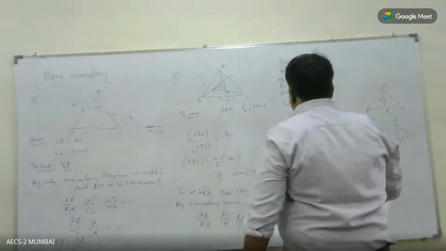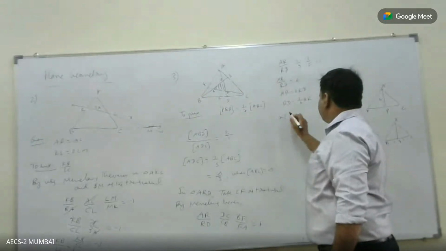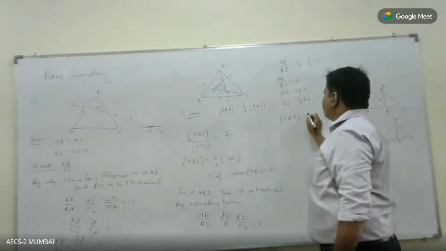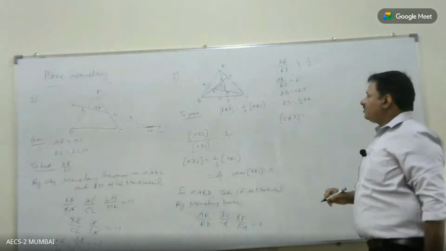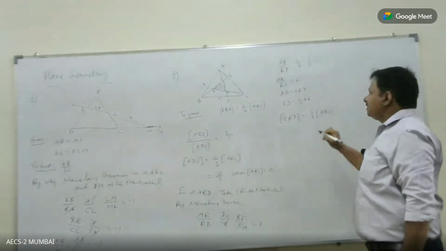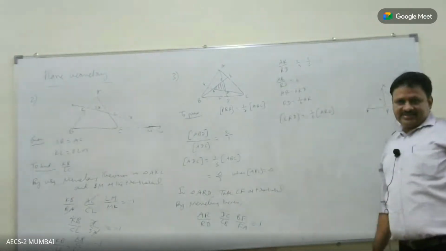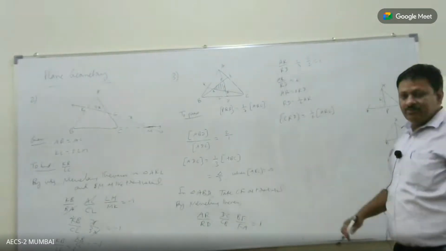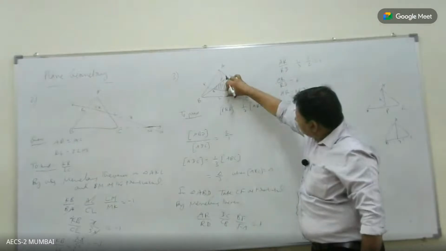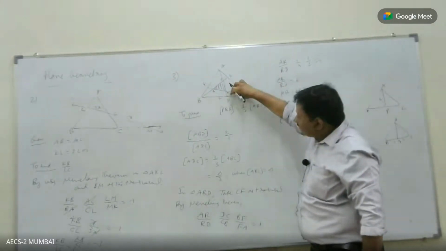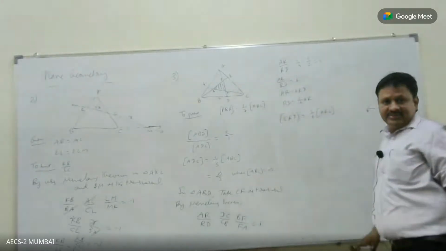So what is the area of CRD? Area of CRD is how much? 1 by 6 of ARC. Correct? Because this by this is 6 by 1, so the ratio of this by this also should be 6 by 1. That's what we wrote here.